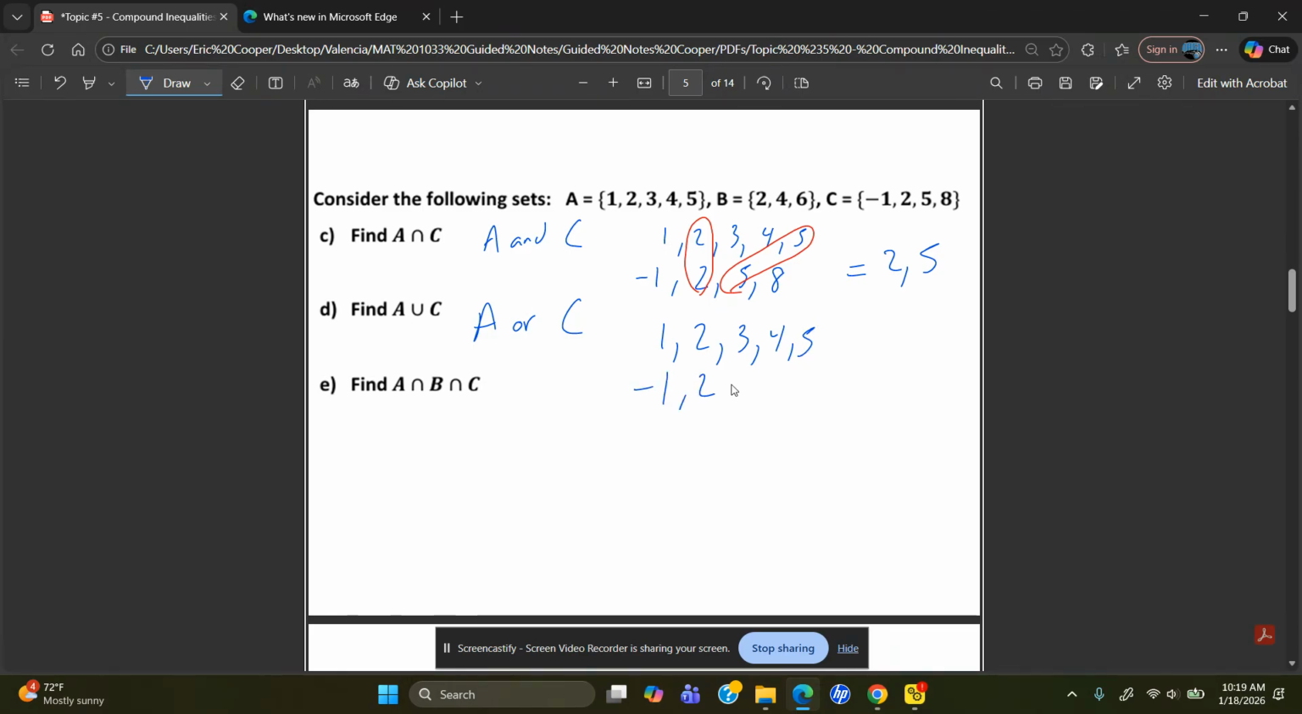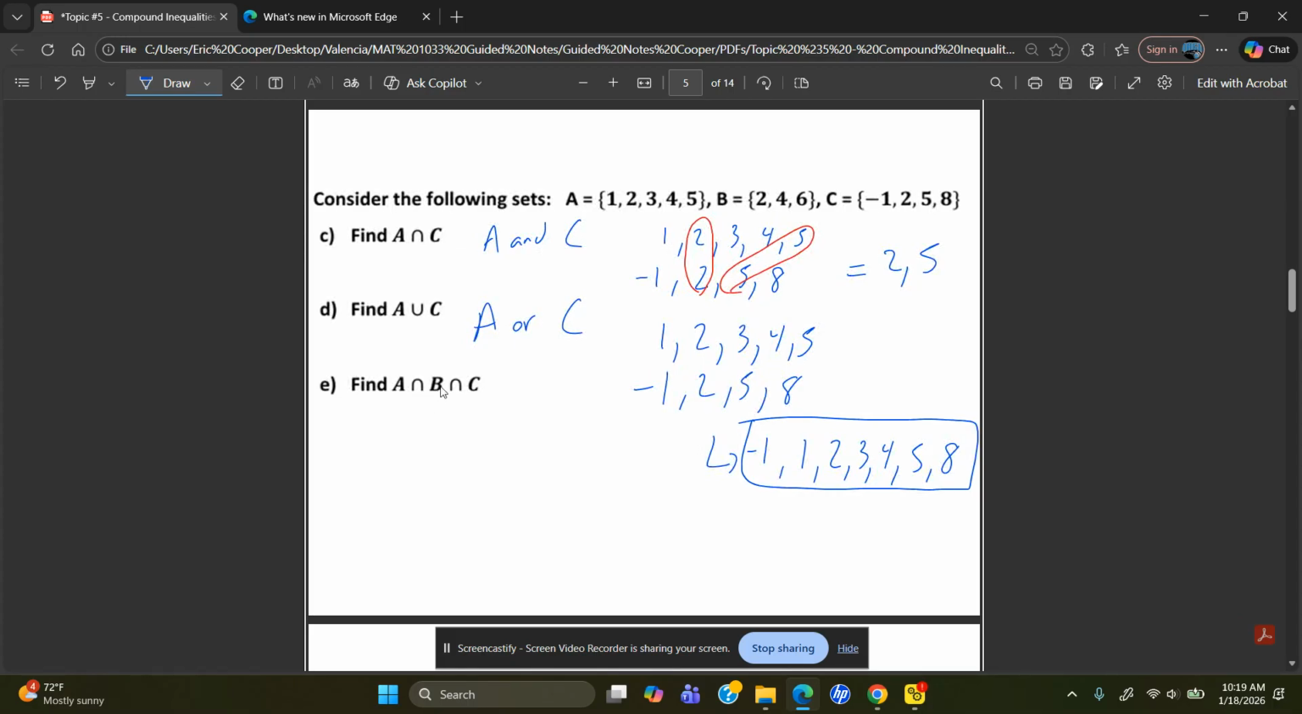Anything that they have, I need to write at least once. So in this case, again, I have 1, 2, 3, 4, 5 from A. And the only things that are different in C is that I have a -1 and an 8. This set contains at least one of everything that is in A or C.